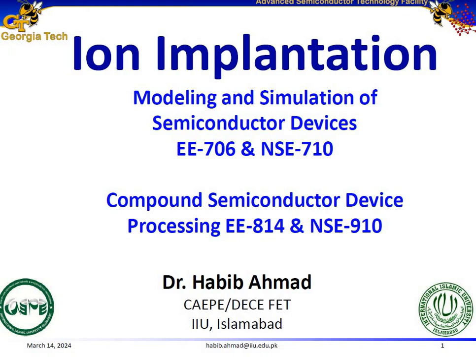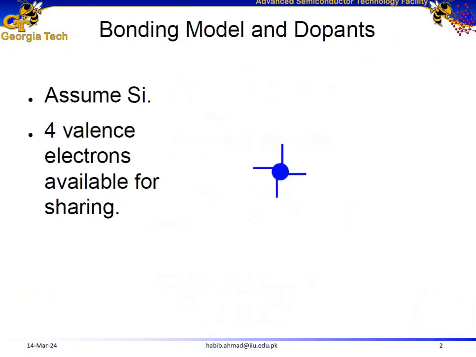Hi, this is Dr. Habib, and today we will talk about ion implantation. Before going into the details of ion implantation, let's have a refresher of the basic concepts of semiconductor bonding, especially bonding in silicon, and let us talk about the N and P type doping of silicon using phosphorus and boron.